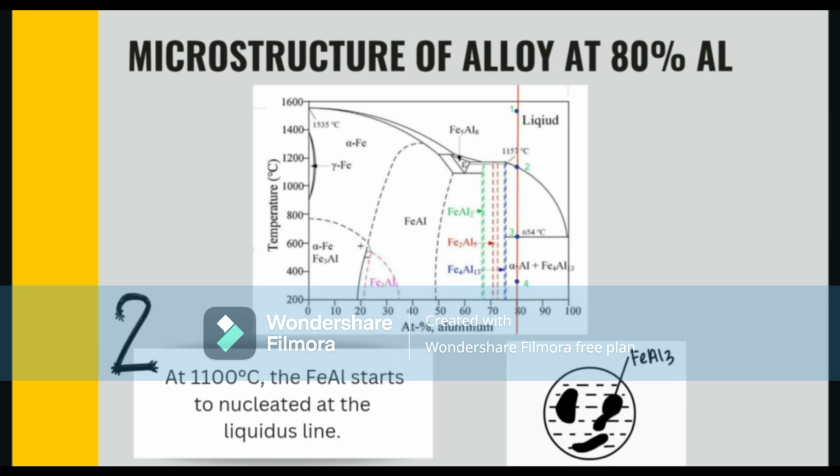At the temperature of 1100 degrees Celsius, the FeAl begins to nucleate at the liquidus line. Being a hypoeutectic alloy, the primary phase that starts to form is aluminium. The microstructure consists of liquid with Al nuclei forming.